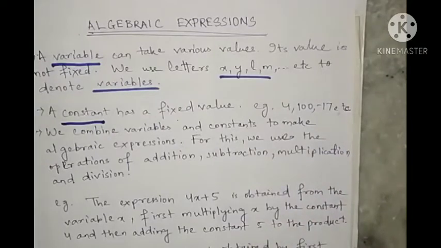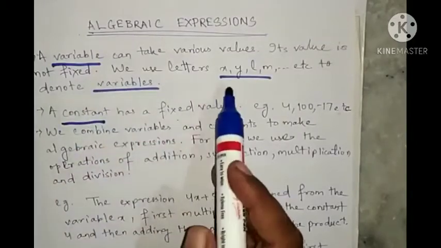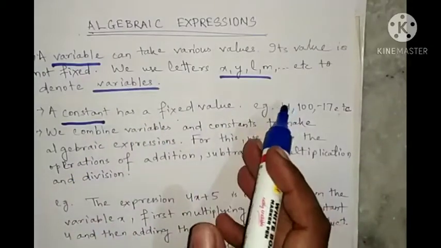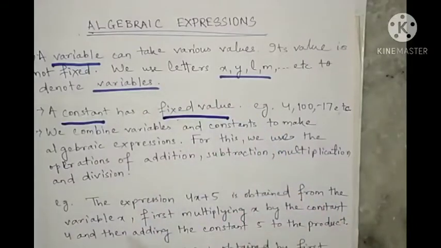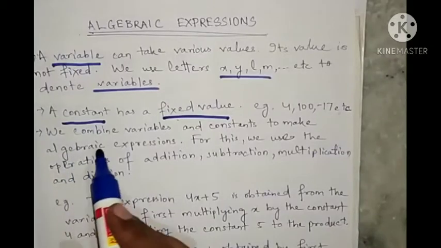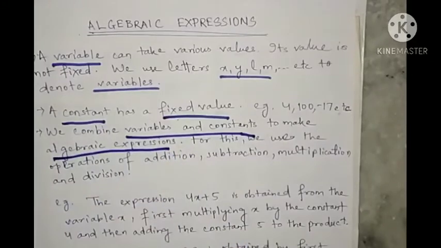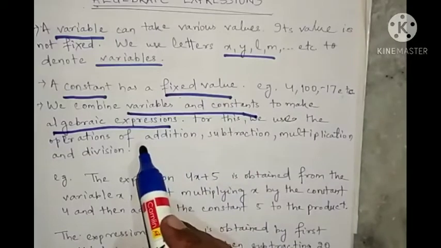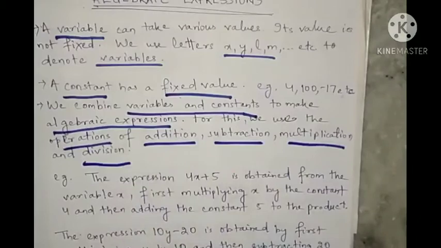So in an algebraic expression we use variables and constants. A variable can be any letter and has no fixed value, and a constant has a fixed value and is expressed in terms of numbers or integers. When we combine variables and constants, we get an algebraic expression. For combining them we use different operations like addition, subtraction, multiplication or division.